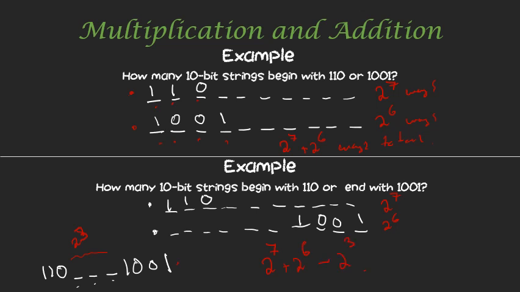So already we're talking about how to compensate for this overlap. We'll talk more about that in the next section. But that's it for the multiplication and addition principle. This is sort of our basis for the rest of this chapter.